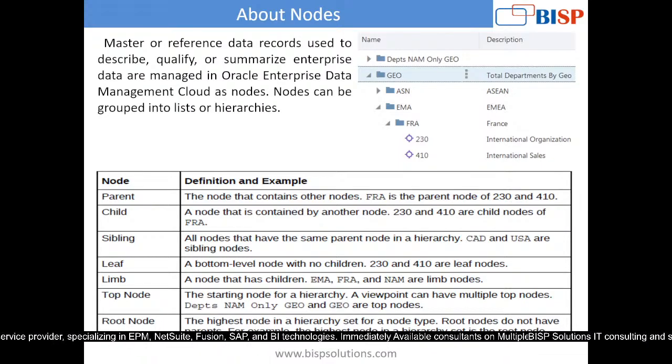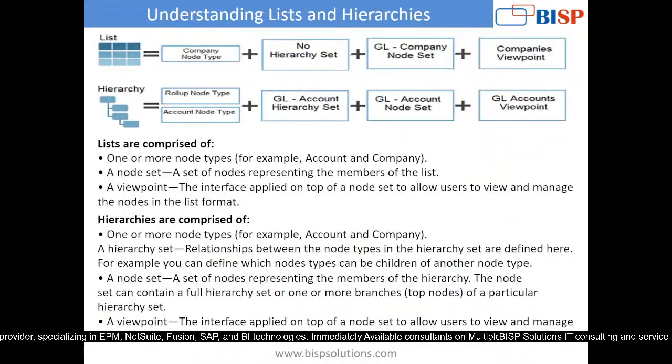Okay, so let's go further. As I told you, we can have two types of hierarchy sets. We can either have the data in list form or in hierarchy form. For the list, we have the company node, and it does not maintain any type of hierarchy. It will just come in list form, and we cannot distinguish who is the parent and who is the child.